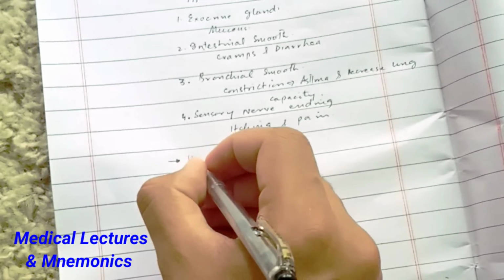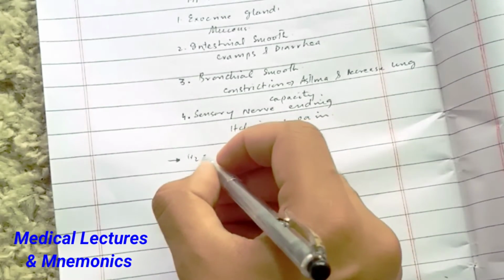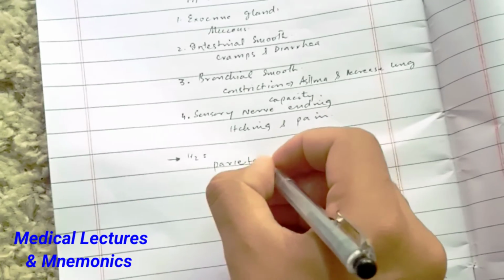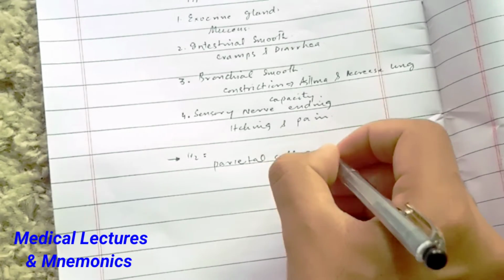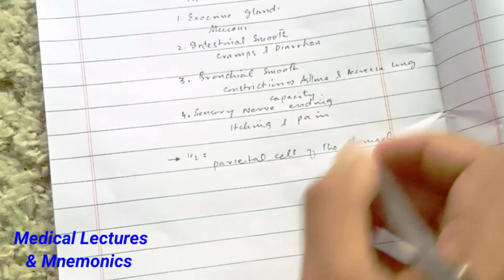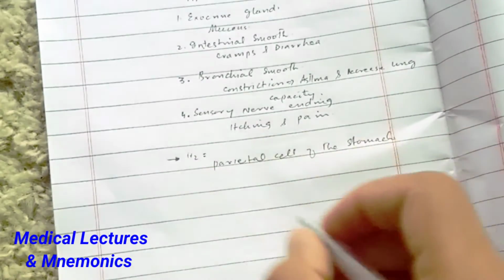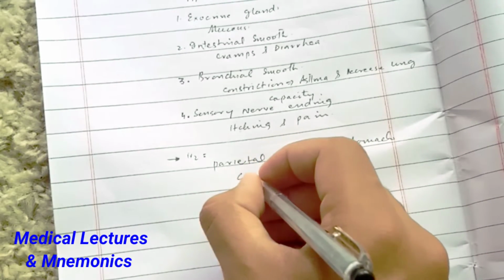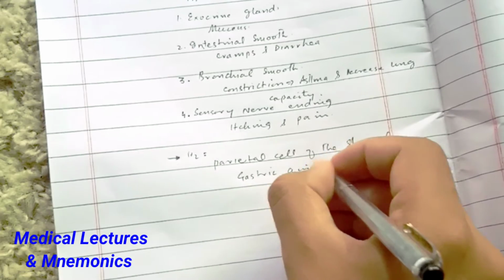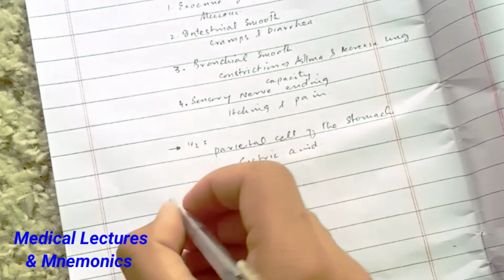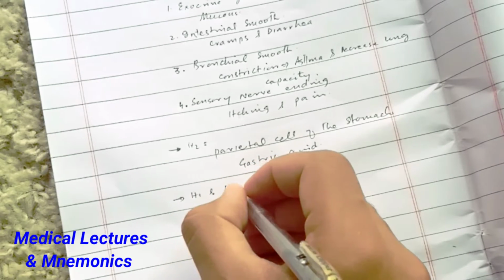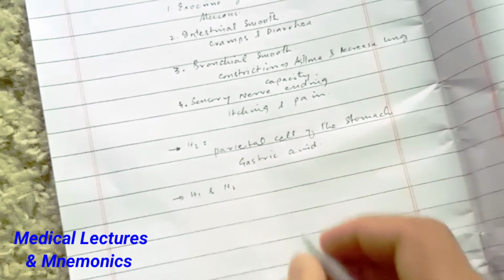Now the response mediated when histamine acts on the H2 receptor. The parietal cells of the stomach contain the H2 receptor, and when histamine acts on the H2 receptor, it will produce gastric acid. And there are other organs in which both H1 and H2 receptors are present.